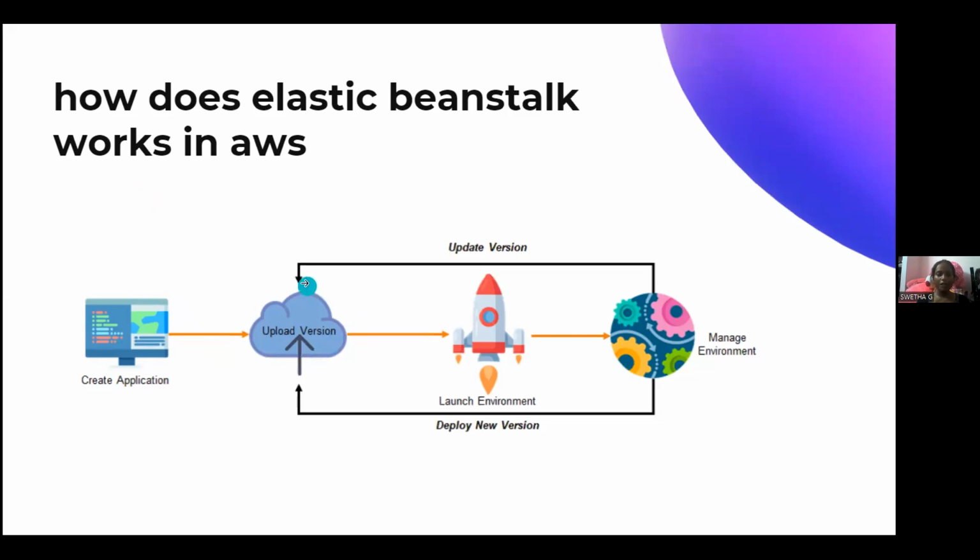Then the second step is upload version. In upload version, we have to set up what type of language we use, what type of configuration we want, and what type of environment you want. These are the steps carried out in upload version. The next step is launch environment. And the final step is manage or monitor the environment. In case of any error occurring while managing or monitoring the environment, we have to re-update our version by using upload version. For example, if you are using Instagram Meta version 1.1 and some errors or bugs happen in that application, we have to update our version to Instagram Meta version 1.2. That's it.